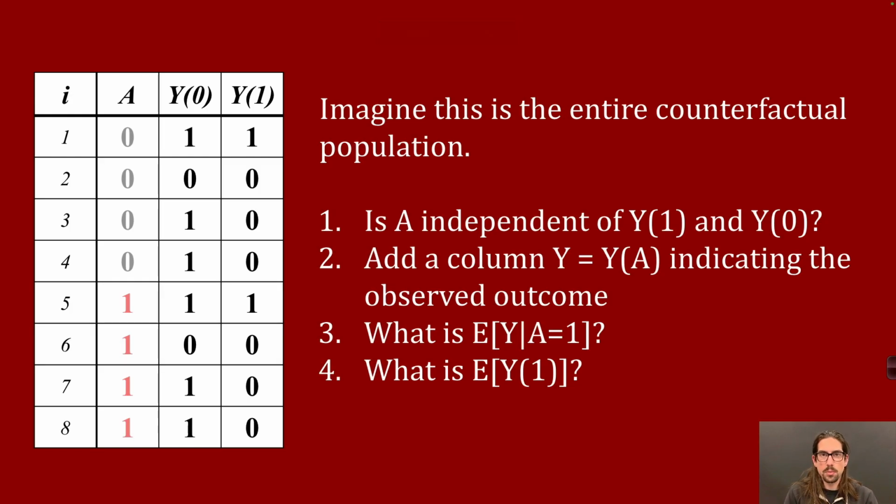Let's do this little problem here. Imagine this is the entire counterfactual population. The questions are, firstly, is A independent of Y1 and Y0? Secondly, we add the column indicating the observed outcome, and then we calculate this conditional expectation of Y, and we calculate the marginal expectation of Y1. So have a shot at that yourself.